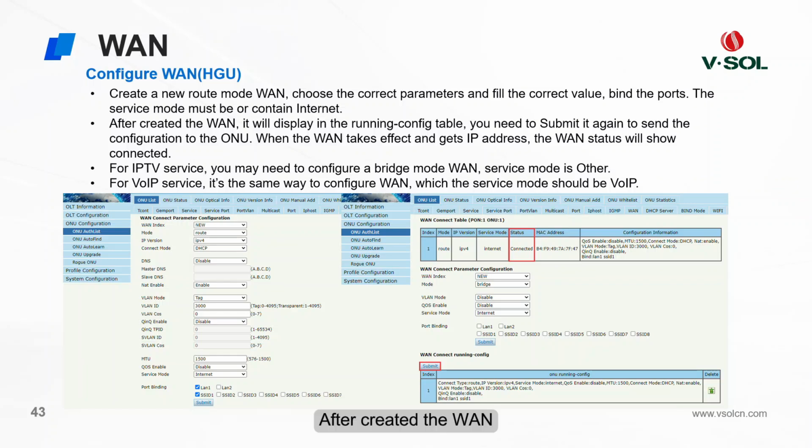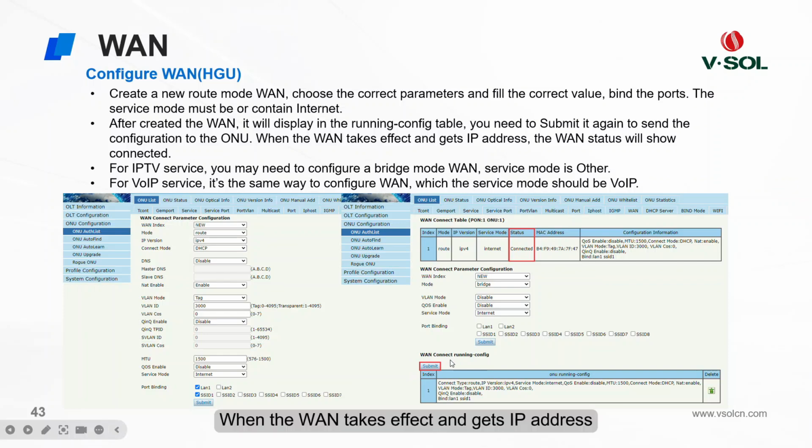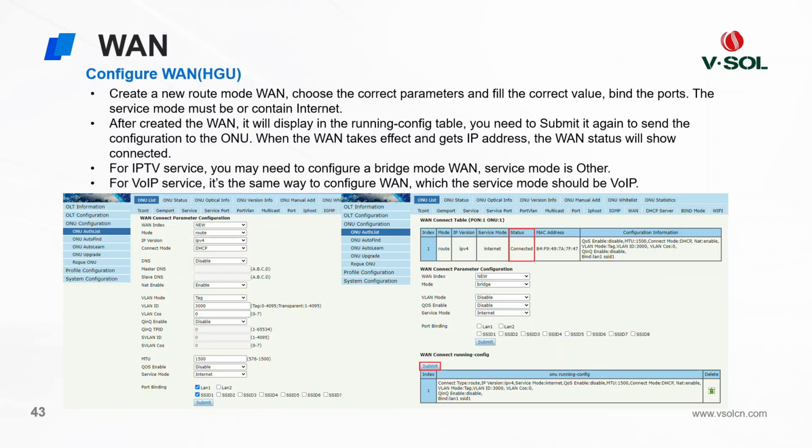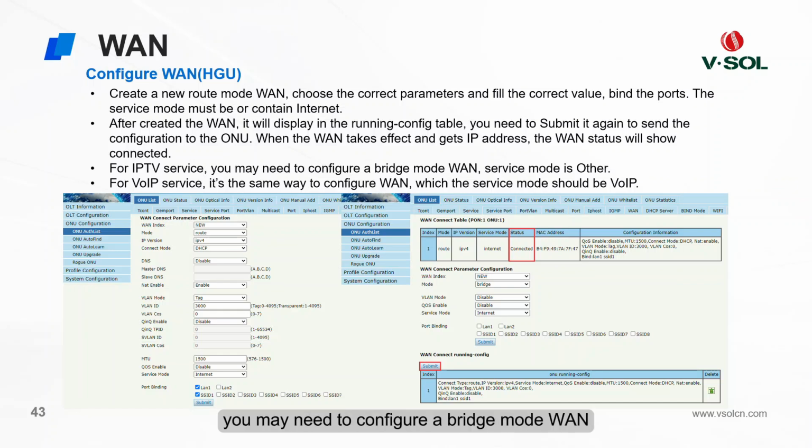After the WAN is created, it will display in the running config table. You need to submit it again to send the configuration to the ONU. When the WAN takes effect and gets an IP address, the WAN status will show connected. For IPTV service, you may need to configure a bridge mode WAN, with service mode Other. For VoIP service, configure the WAN the same way, with the service mode set to VoIP.